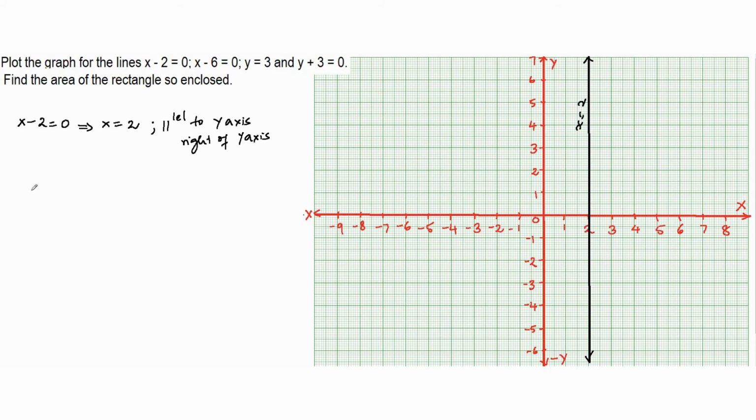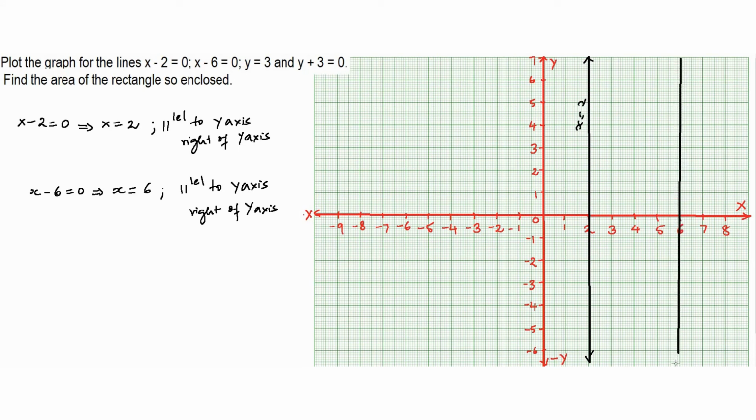The second equation is x minus 6 equals 0. So again x minus 6 equals 0 means x equals 6, which is again parallel to the y-axis and again towards the right of the y-axis because x is positive 6. So I can plot the line x equals 6 right over here. This line is x equals 6. You will notice that every time I am writing the equation of the line on that particular line.